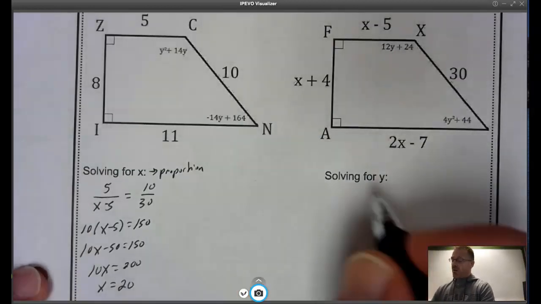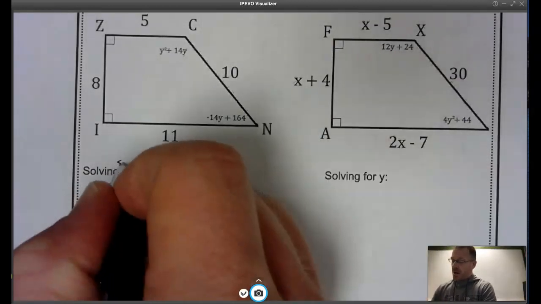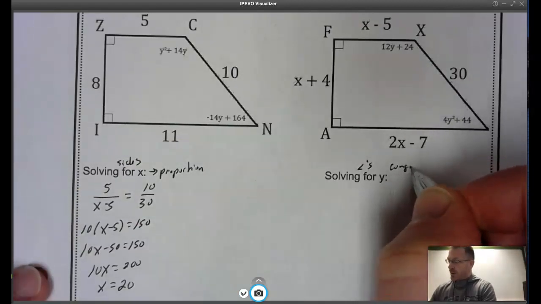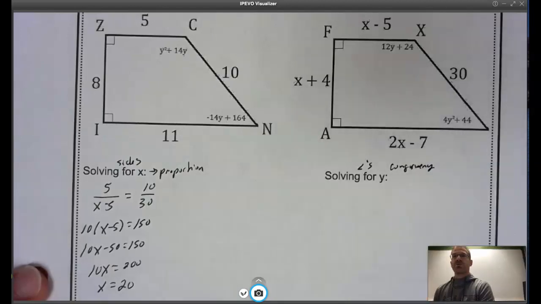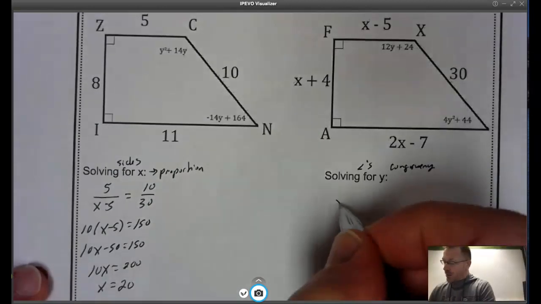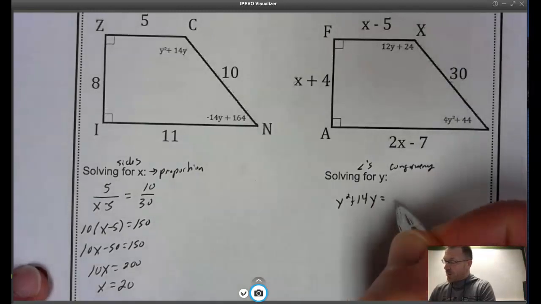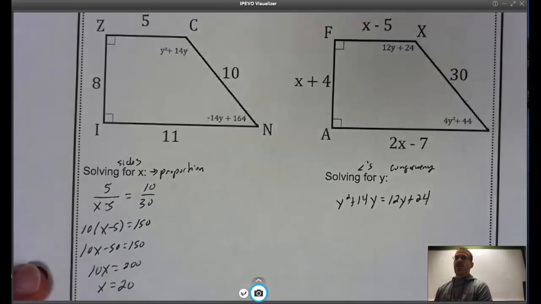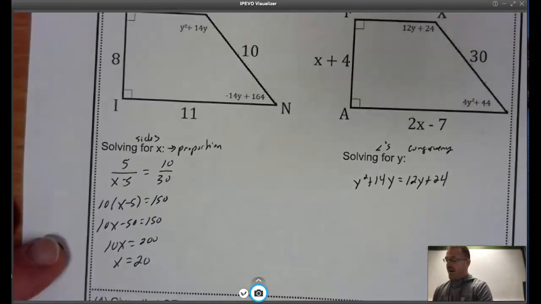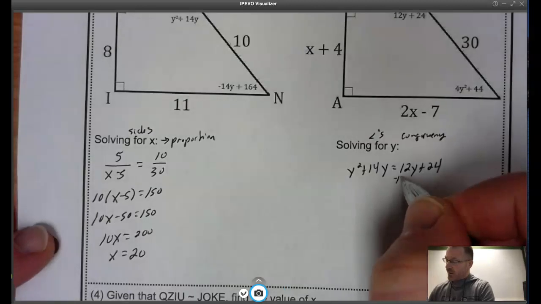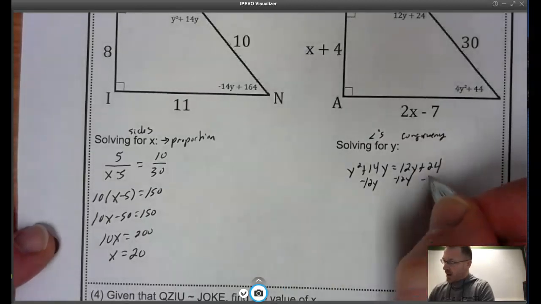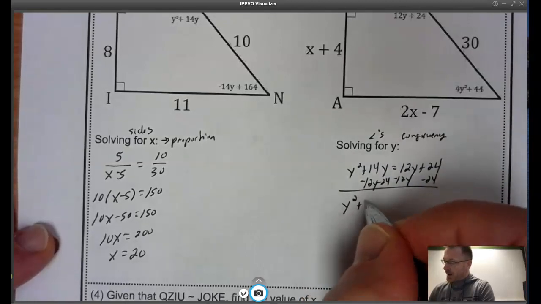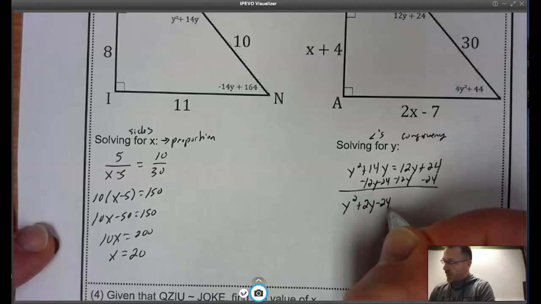So once again, if I'm solving for y, this is angles, and I should have put here, this is side, so it's proportion. These are now angles, so now we need congruency, which means we need an equation. So y squared plus 14y equals 12y plus 24. Now I want to get into my solving, and I'm going to try to factor this. So I'm going to get it equal to 0: subtract 12y, subtract 24. So y squared plus 2y minus 24 is equal to 0.